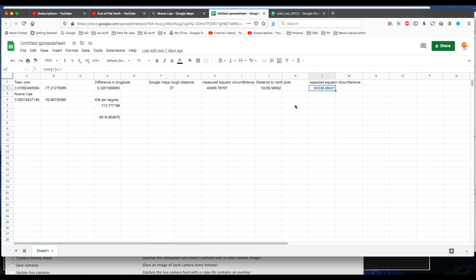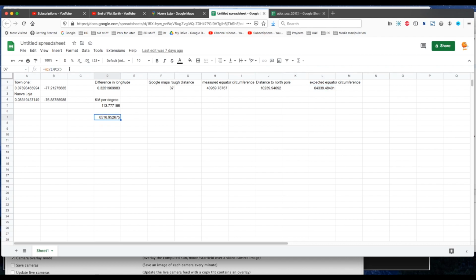I then decided, if the Earth was flat, and if, as flat earthers say, the distance on the ground is 60 nautical miles per degree of latitude, giving us 10,000 kilometers to the North Pole, what should I expect the equator circumference to be, being equidistant from the North Pole? So it's just a simple 2 times pi times radius, and that gives me an expected flat Earth equator circumference of 64,339 kilometers, far more than the measured equator circumference.